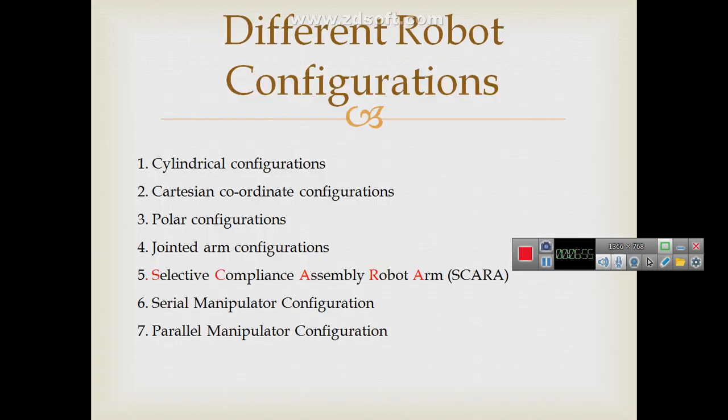Then the different robot configurations. The first one is cylindrical configuration, then Cartesian coordinate configuration, polar configuration, joint arm configuration, then the SCARA robot, meaning selective compliance assembly robot arm, then serial manipulator configuration, then parallel manipulator configuration.